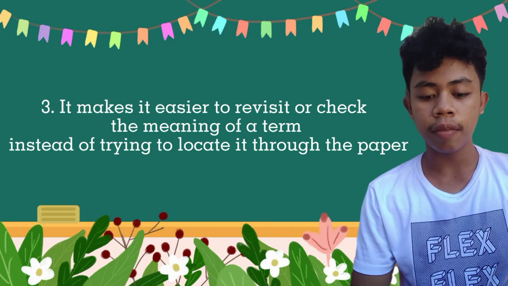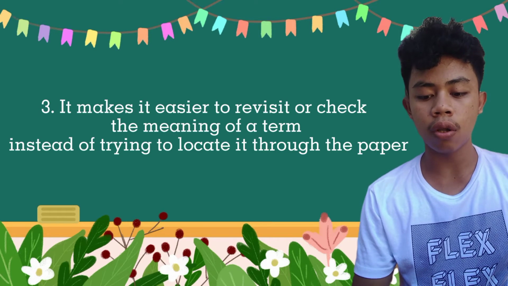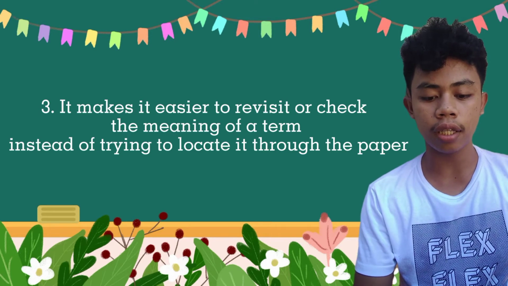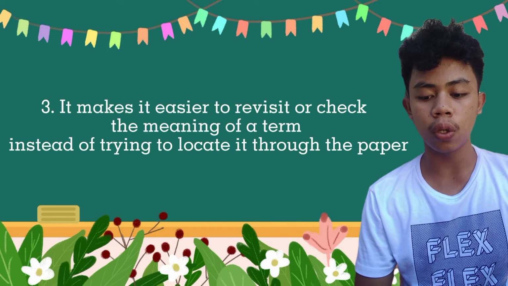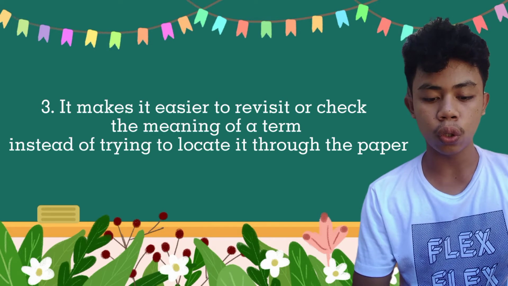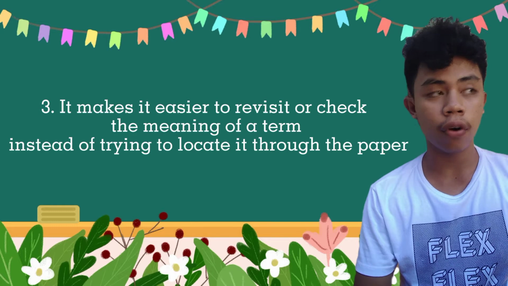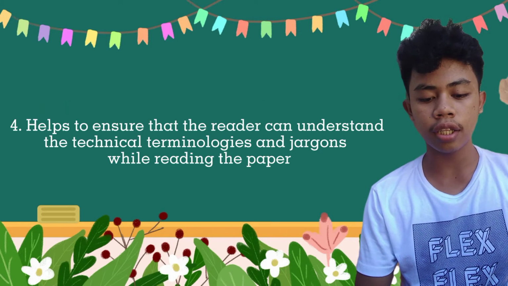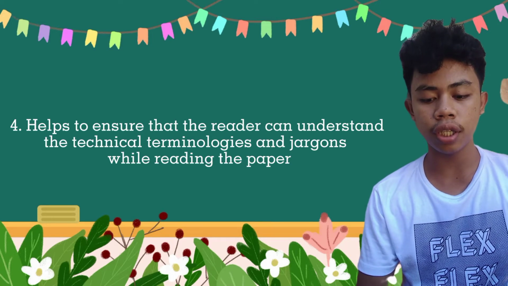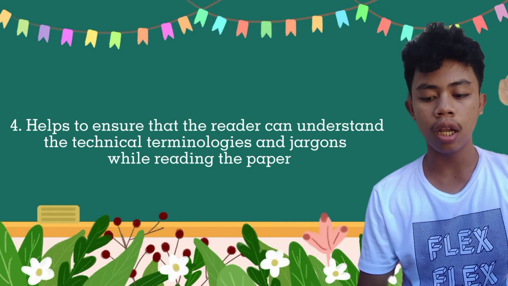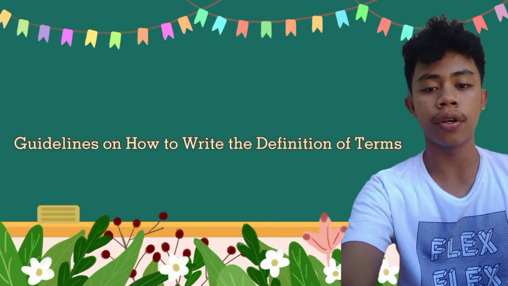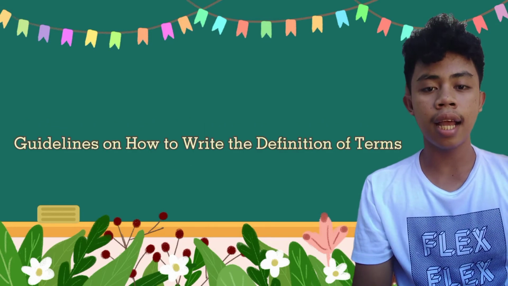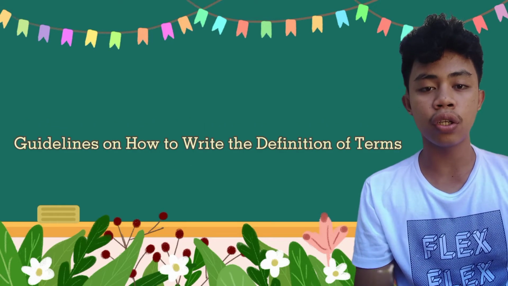Number 3, it makes it easier to revisit or check the meaning of a term instead of trying to locate it throughout the paper. Number 4, it helps to ensure that the reader can understand the technical terminologies and jargon while reading the paper. Next, the guidelines on how to write the definition of terms.